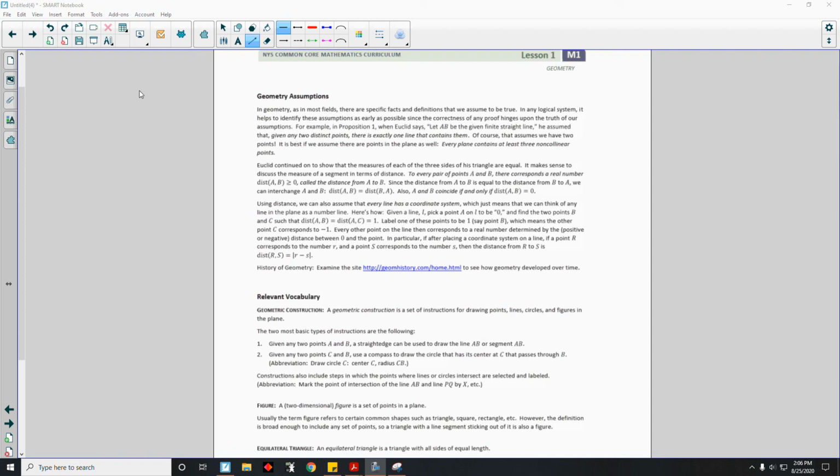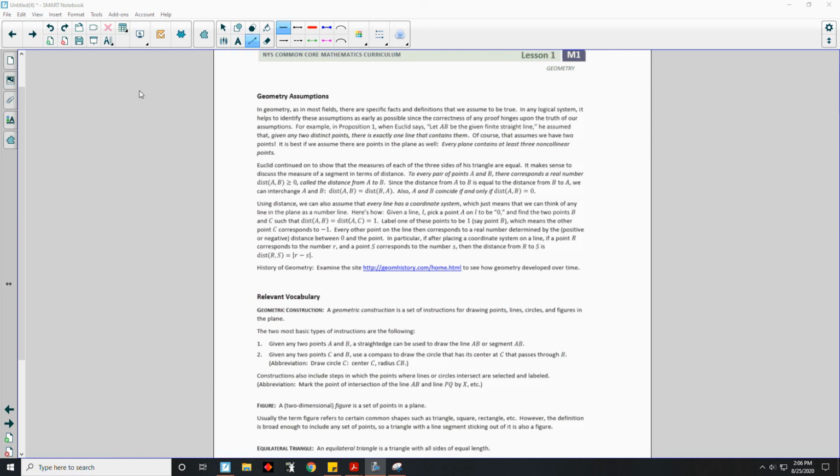Of course, that assumes we have 2 points. It is best if we assume there are points in the plane as well. Every plane contains at least 3 non-collinear points. All right, Euclid continued on to show that the measures of each of the 3 sides of his triangle are equal. It makes sense to discuss the measure of a segment in terms of distance. To every pair of points A and B, there corresponds a real number distance A comma B greater than or equal to 0, called the distance from A to B.